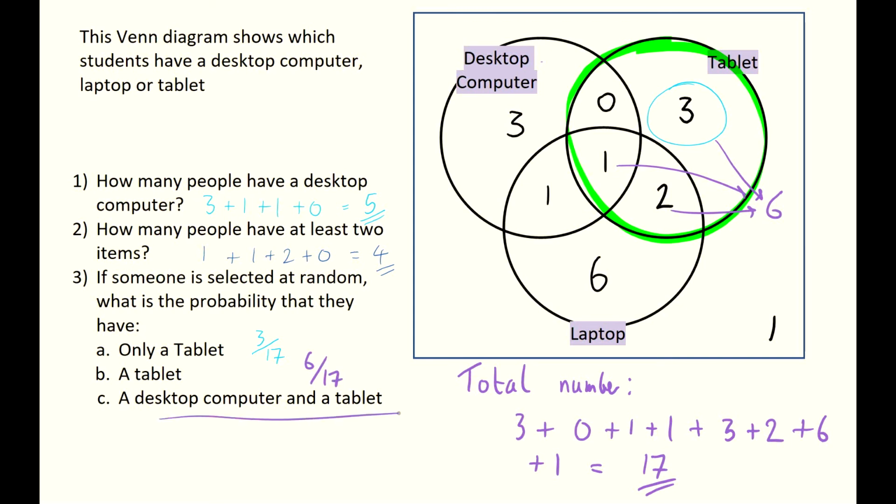Part C, they want a desktop computer and a tablet. So I have desktop computer here, I have tablet here. My overlap is anyone who fits into either of these 2 categories. Make sure you don't forget this very center category here. Altogether that's just 1 person, so it will just be 1 out of 17.